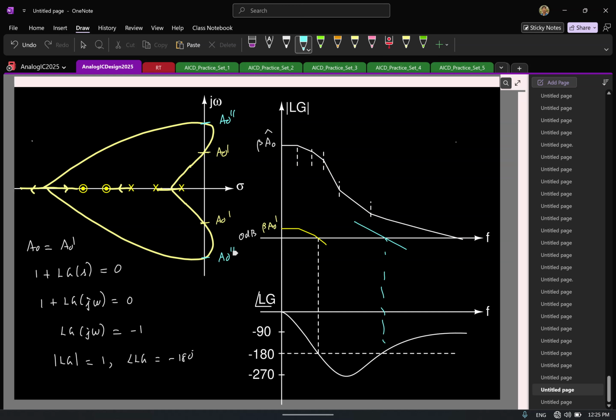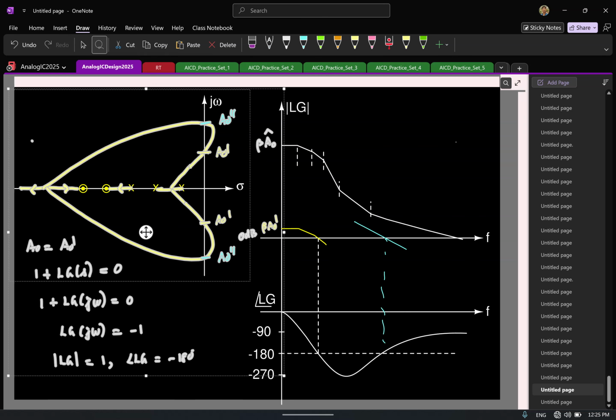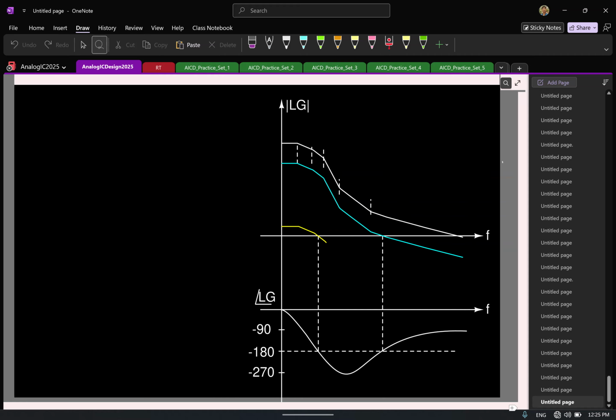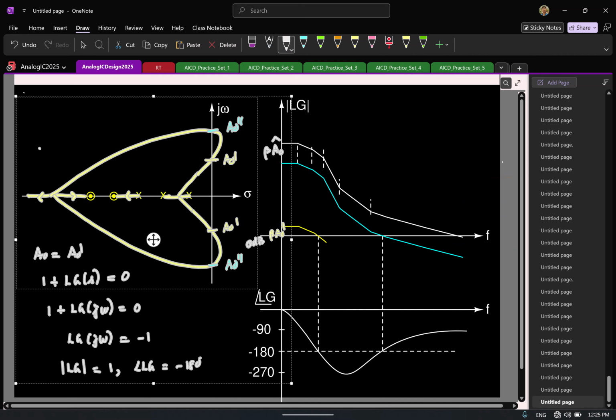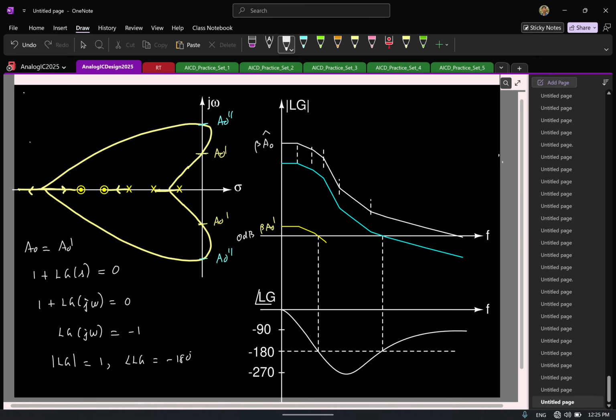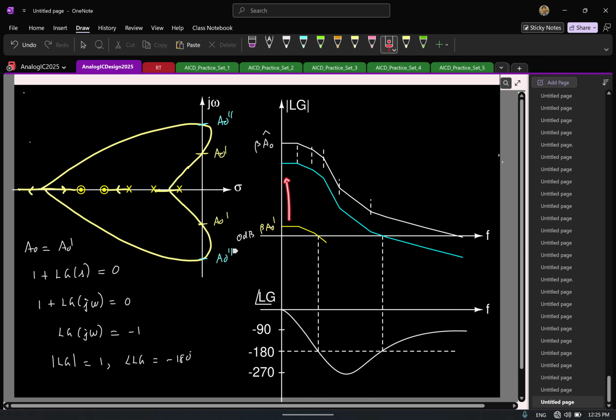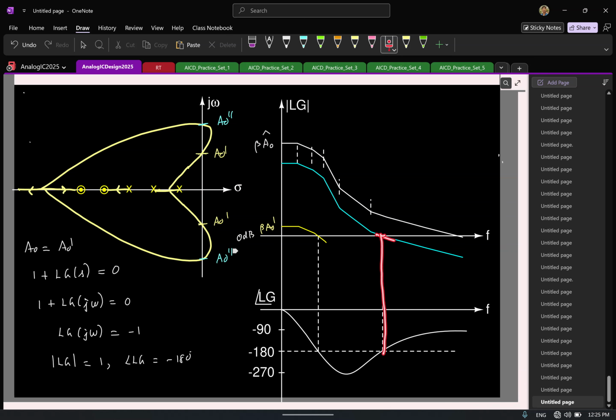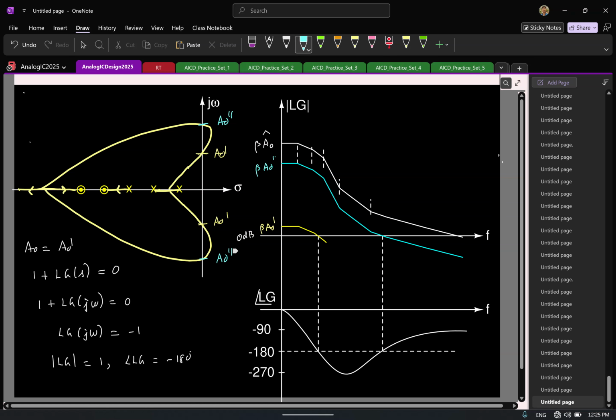I've drawn that also. You don't have to draw it. So here is where I have, I kept increasing the DC gain. I find that at this point, when the phase is 180, the magnitude has become 0 dB. So this I'll call beta A0 double prime.